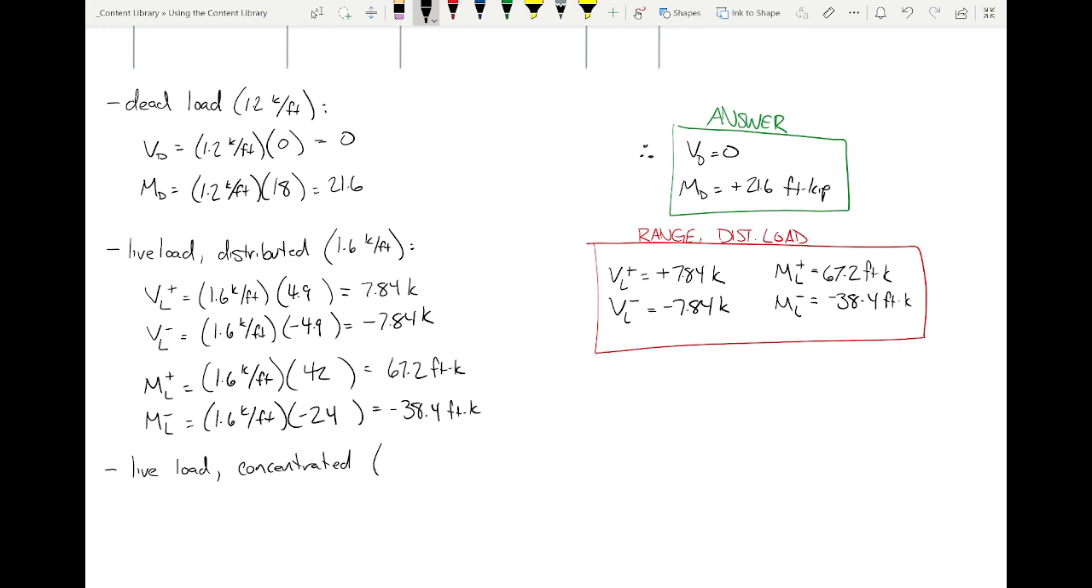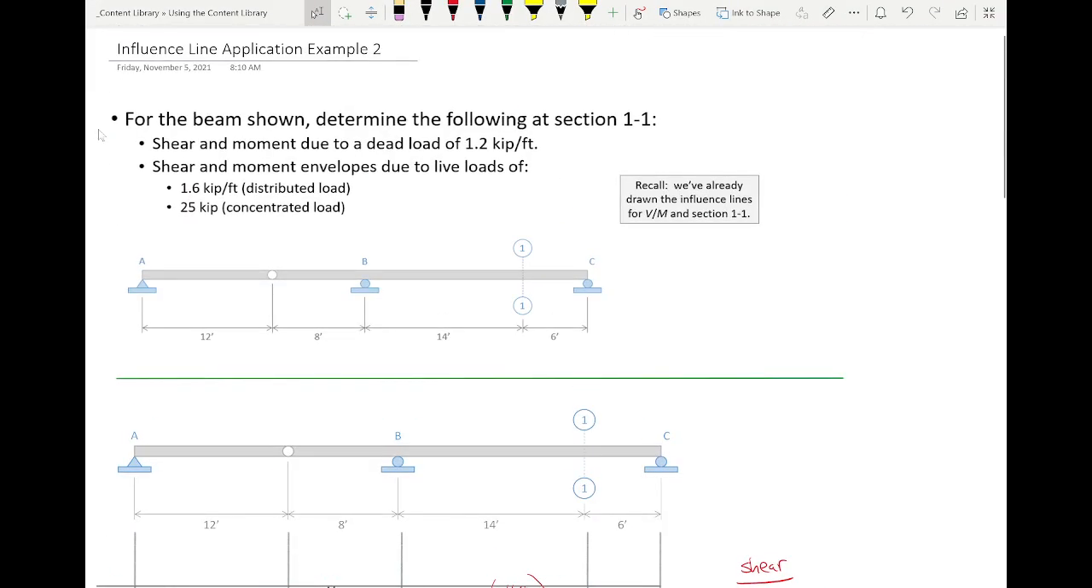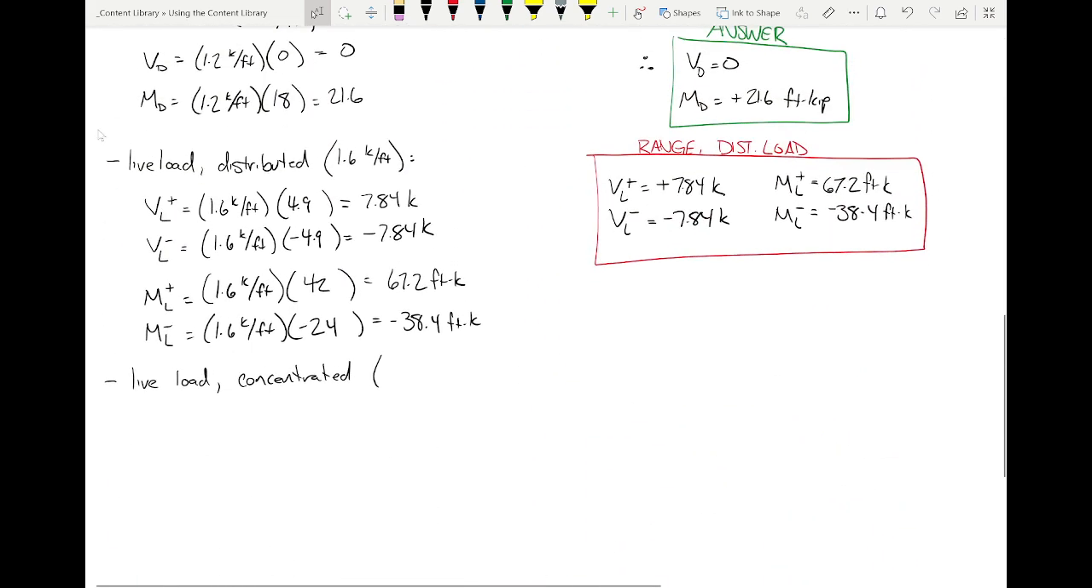Now, we have a concentrated load we have to move across this structure. How much is it? Anybody write that down? 25. I have no idea, I'm guessing. Oh, now I'm definitely scrolling up to see. Yes, it's 25.